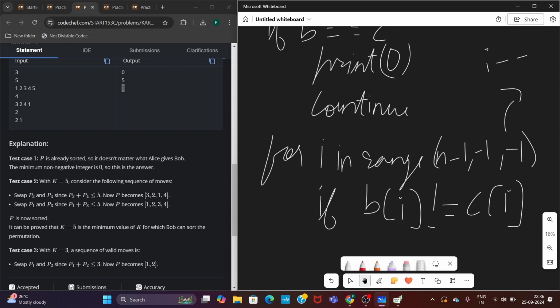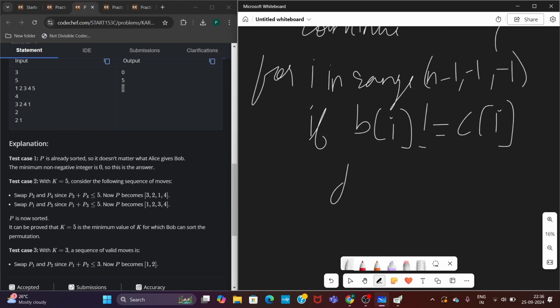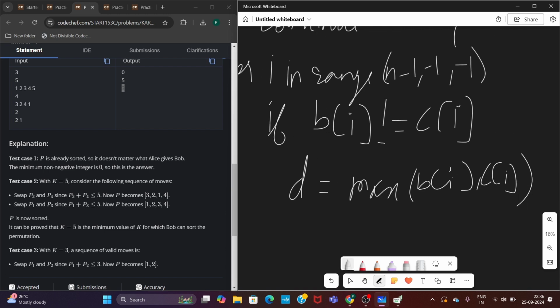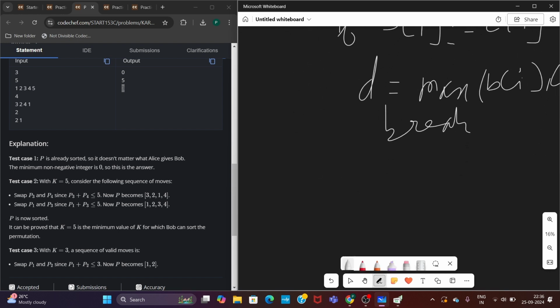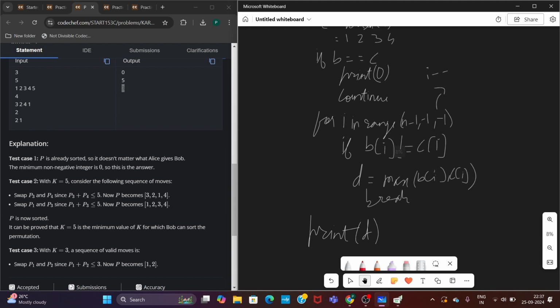If b of i is not equal to c of i, we will set d as the maximum of b of i comma c of i, add a break over here, and print our answer as d. So this was basically the pseudocode for the problem statement.